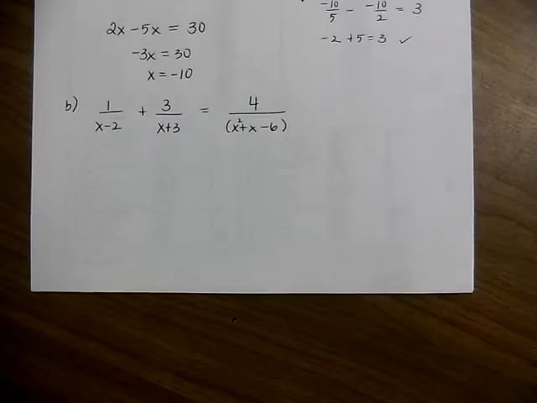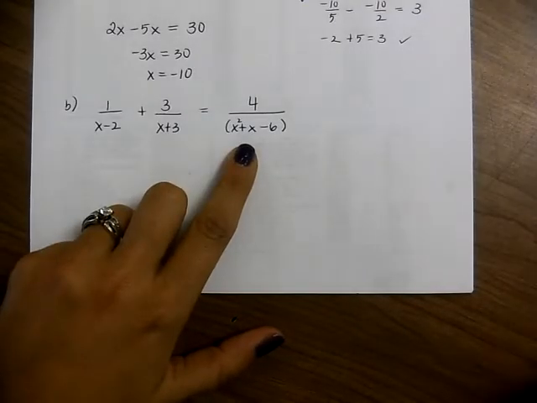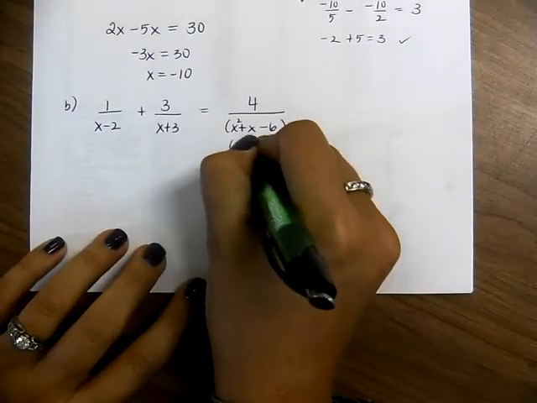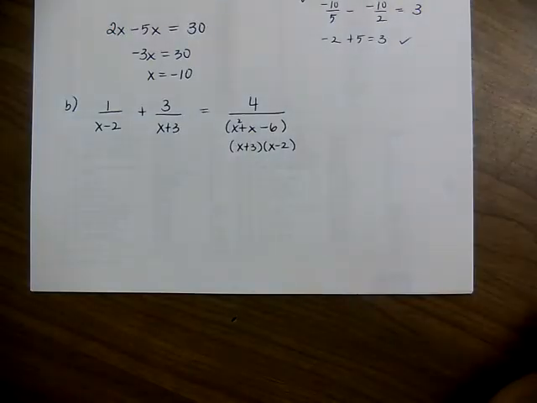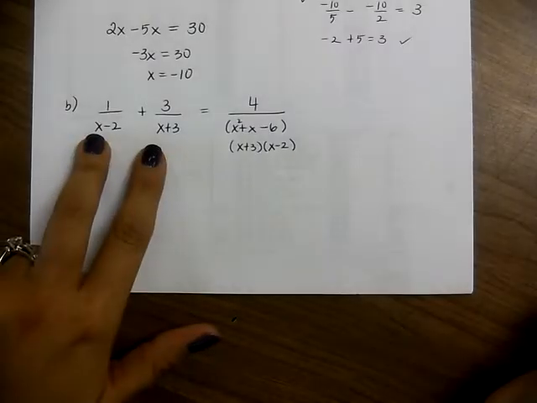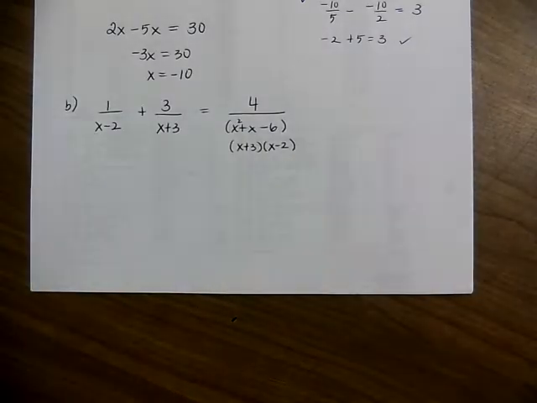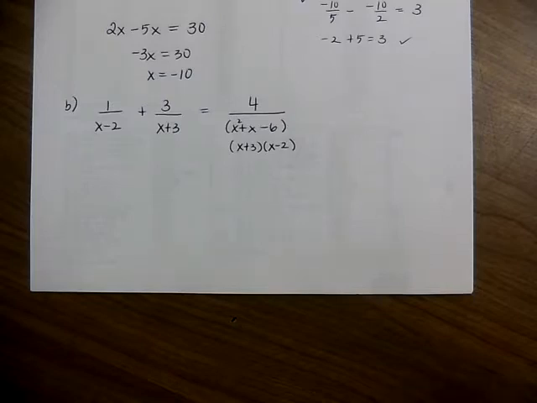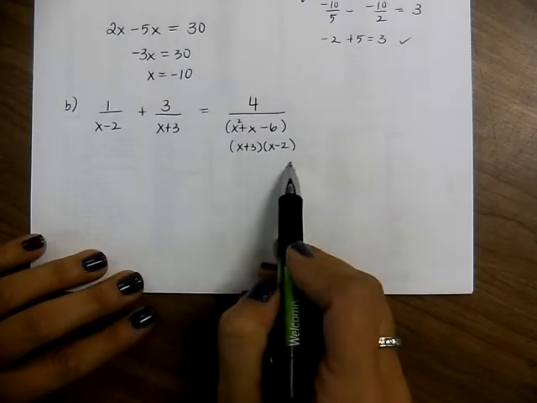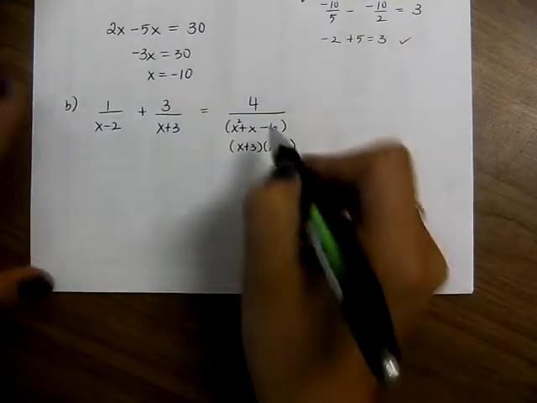Okay, so we're trying to decide on an LCD here. In order to do that, we should try to factor this piece. Okay, see if it factors. So it does. It factors to x plus 3 times x minus 2, which is good because those are the pieces I have over here, right? So we're going to combine all this and we're going to think about what's the LCD I need to multiply by in order to cancel each one of those denominators. So what's it going to be? x plus 3 times x minus 2. Okay, that'll cancel each one of them.